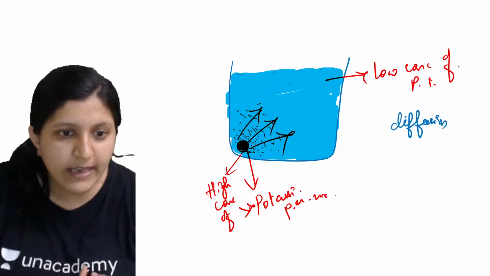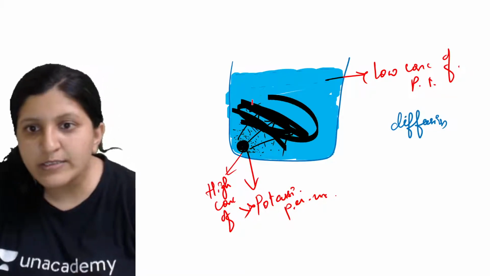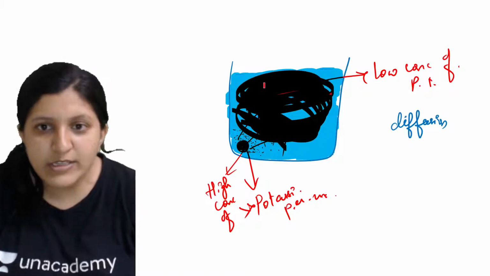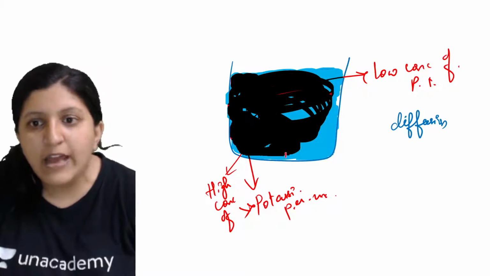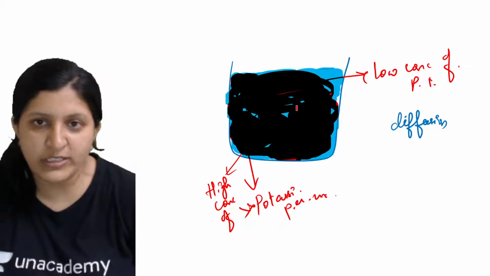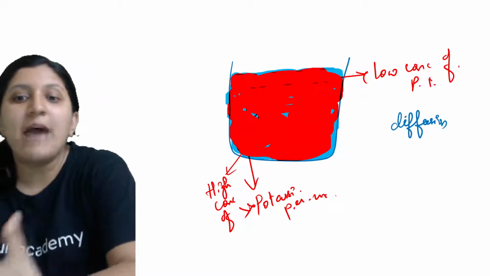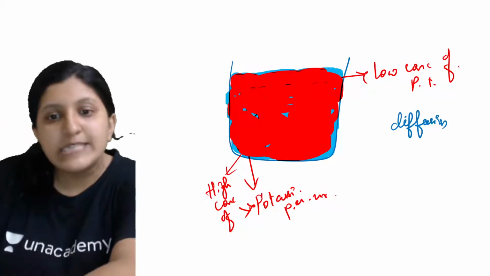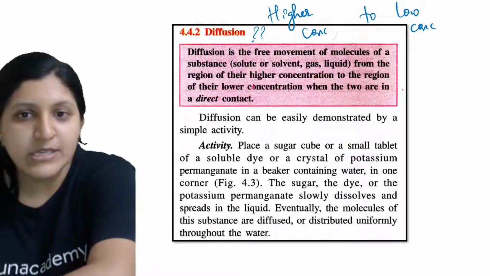So let me just explain this. It will start to cover this. Now this whole water is covered, like this whole thing is now spread with the potassium permanganate, and this whole water is completely pink in color. This can happen only when diffusion occurs. So you can see the movement from a high concentrated solution to a low concentrated solution.